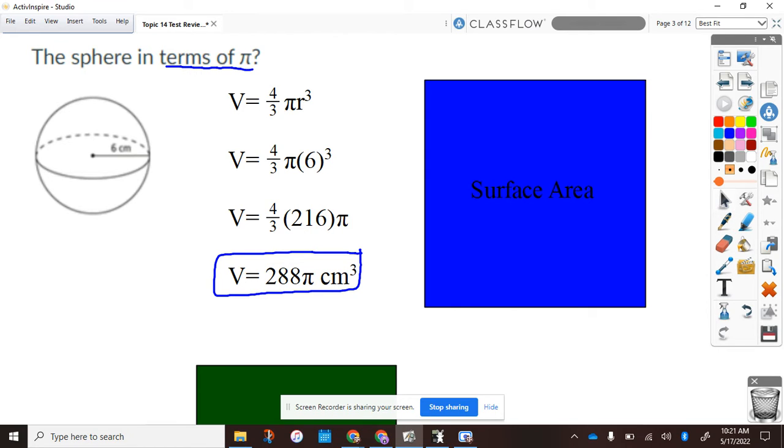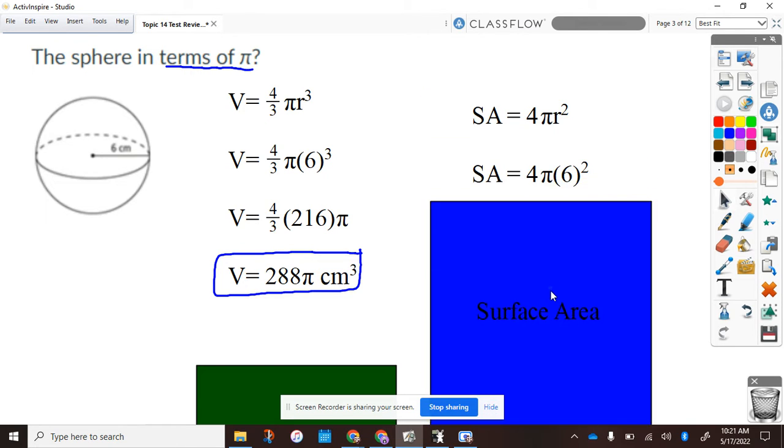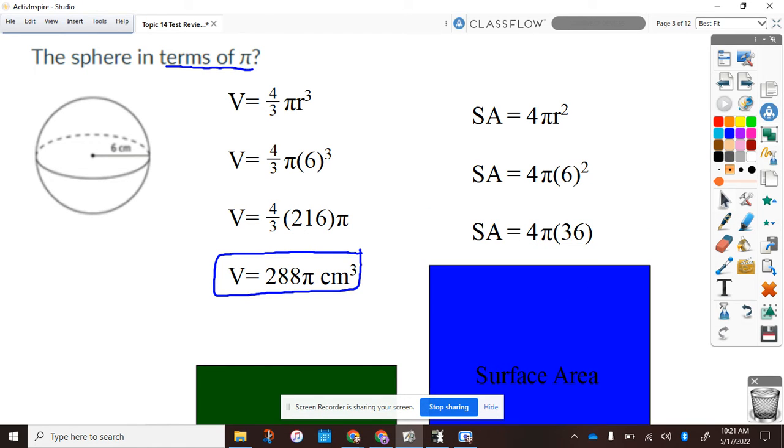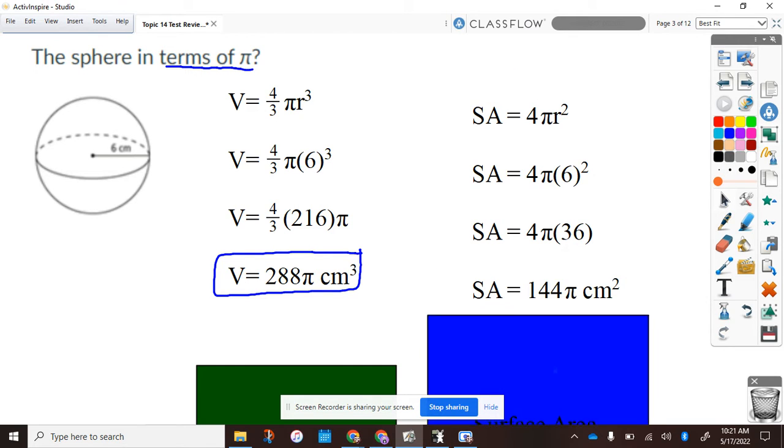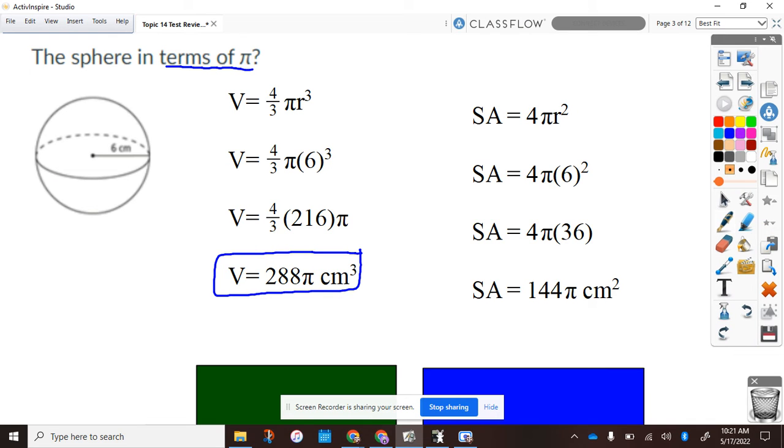Surface area, we're going to take this the same way, except the formula now is 4 pi times r squared. So we got 4 pi r squared, which is 4 pi times 6 squared. 6 squared is 36. And remember, the only thing that we're actually calculating is going to be 4 times 36. 144 pi. So 144 is the number you would type in there.